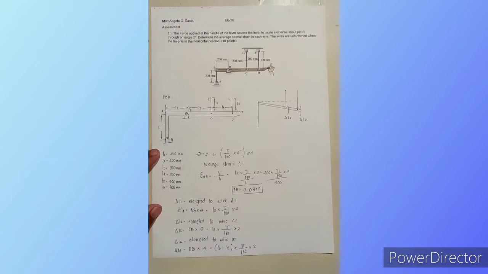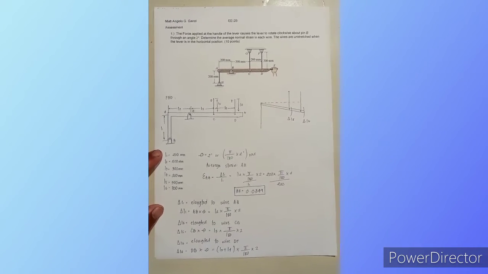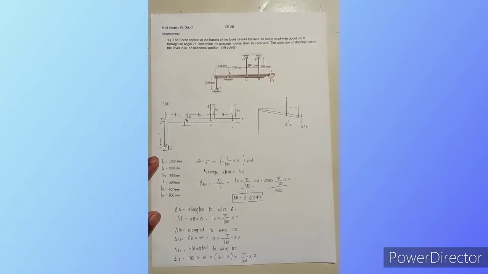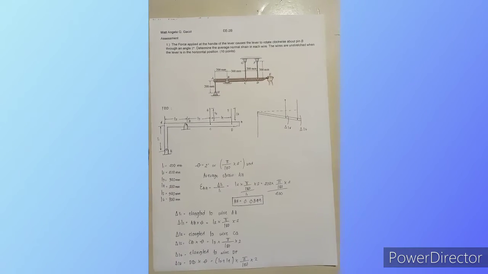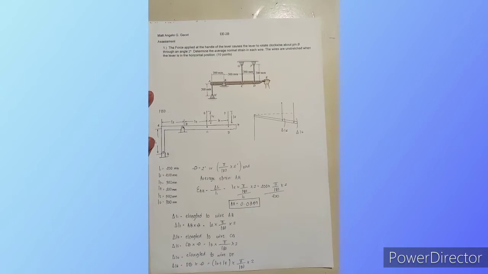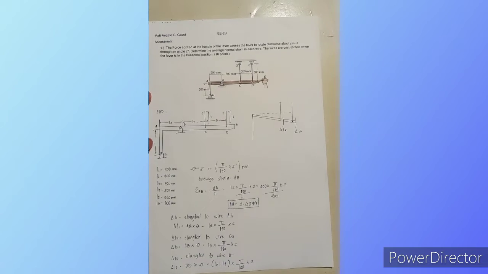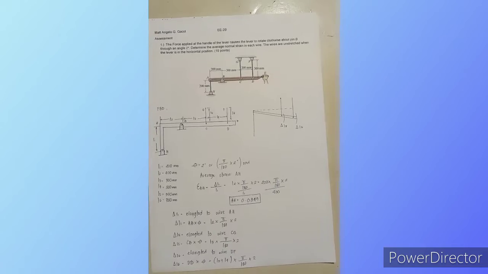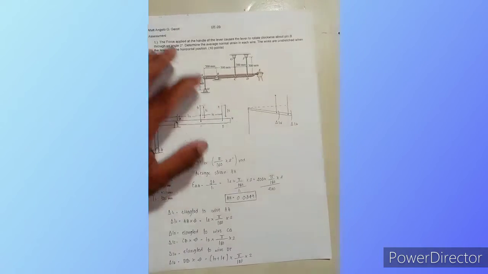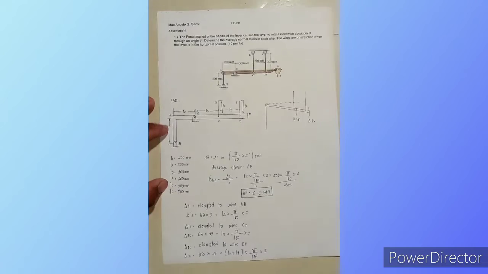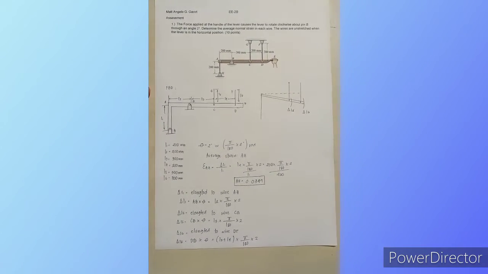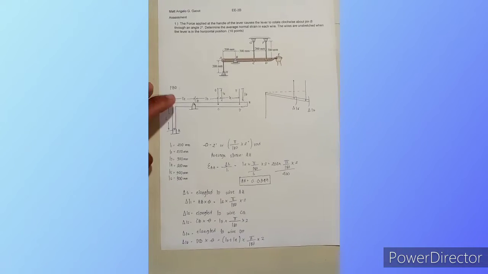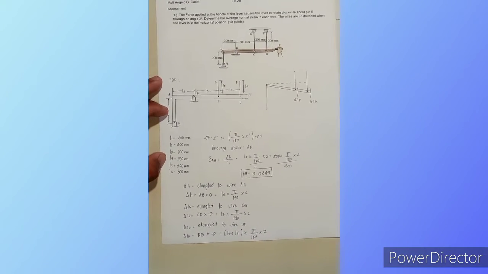So, for the assessment, question number 1. The force applied at the handle of the lever causes the lever to rotate clockwise about pin B through an angle of 2 degrees. Determine the average normal strain in each wire. The wires are unstretched when the lever is in the horizontal position. So, given tayo dito ng diagram. First, para ma-visualize natin yung mga unknown parameters, draw a FBD or a free body diagram.